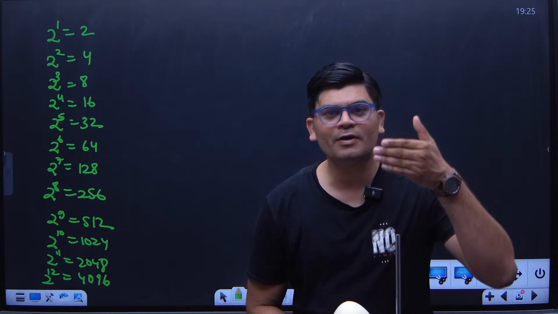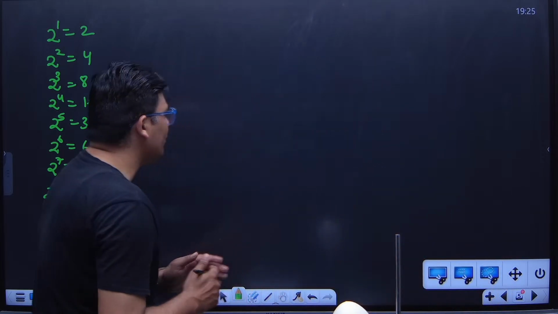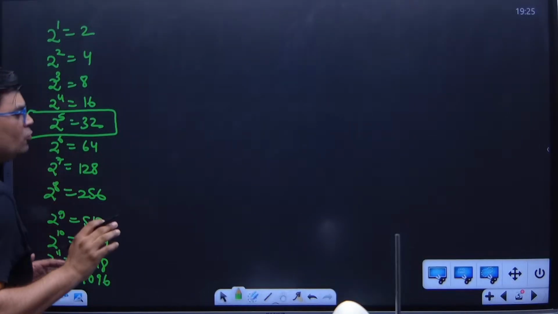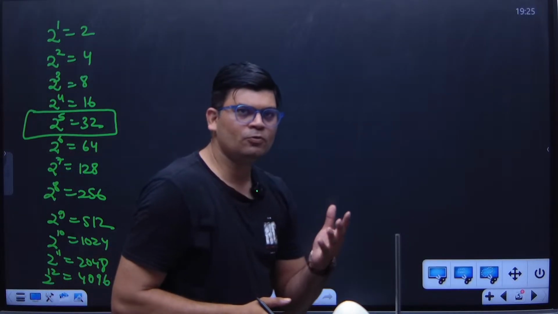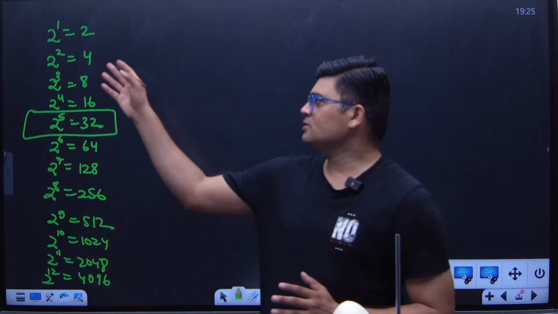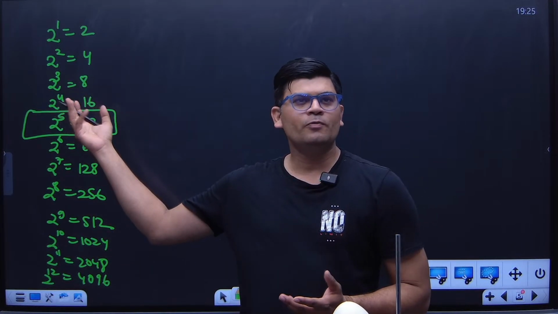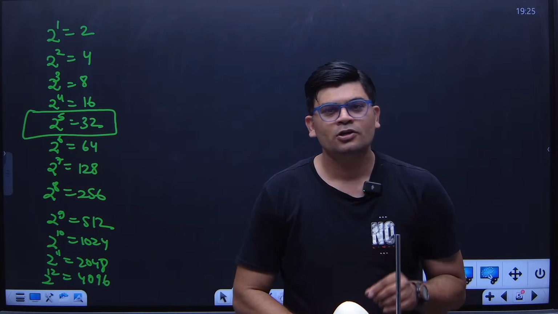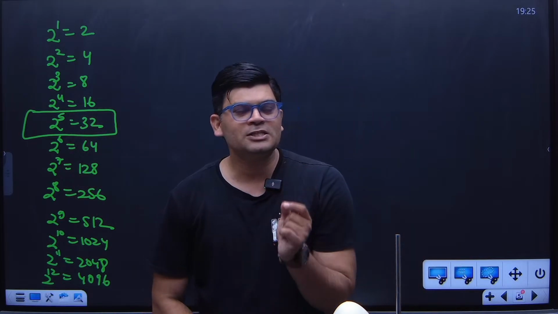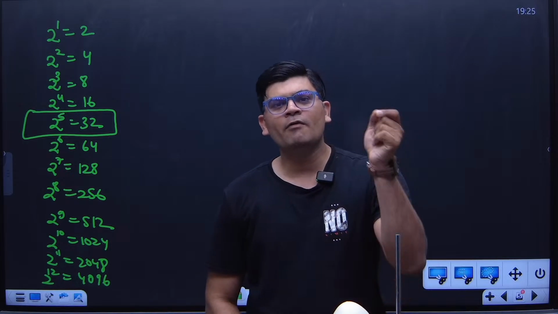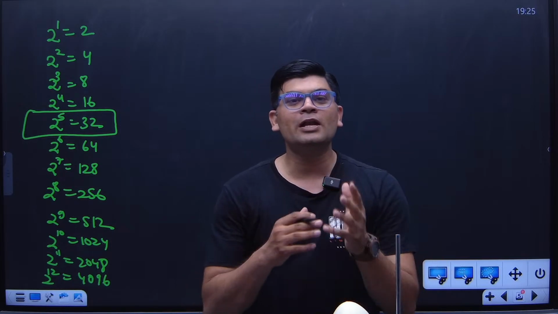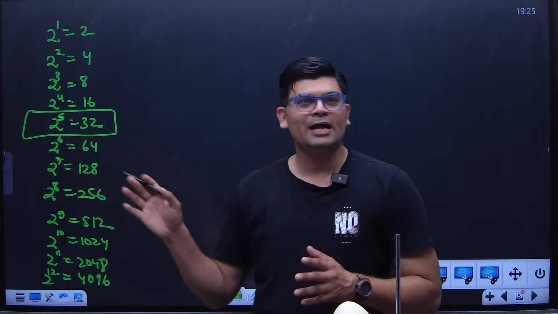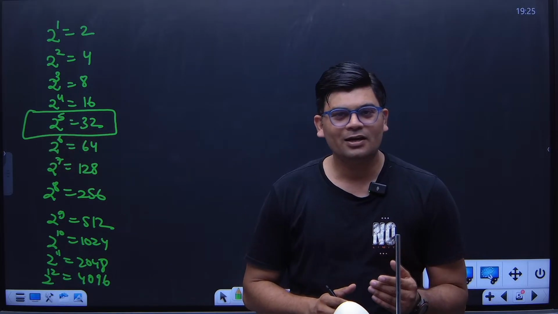So we should have a benchmark. A normal human being can easily remember 2 raised to the power 4, because 2 squared is 4, very easy. 2 cube is 8, 4 into 2 is 8, 8 into 2 is 16. Up to here everybody remembers. So the benchmark is 2 raised to the power 5 is 32. You can also link it by having 5 means 3 plus 2 is 5. Are you getting it?